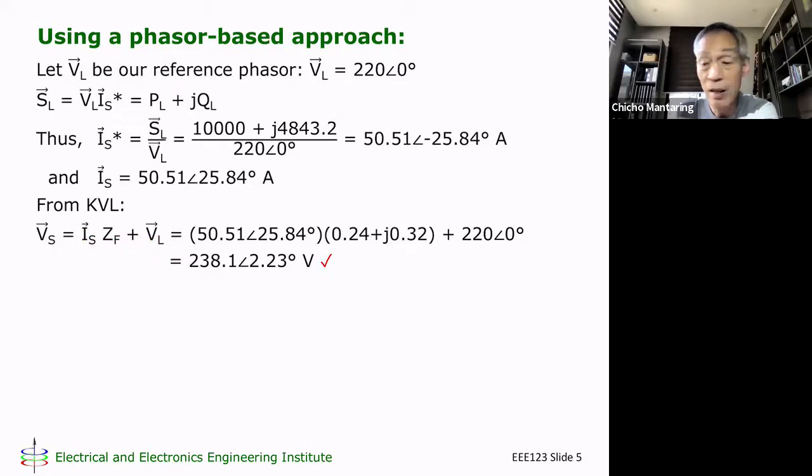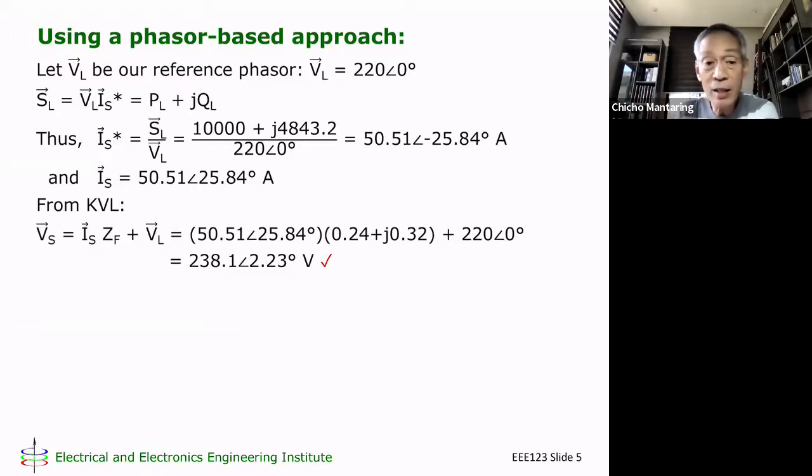So this is my current, this is the feeder impedance, and then this is the voltage across my load. So I'm going to get 238.1 at an angle 2.23 degrees volts.